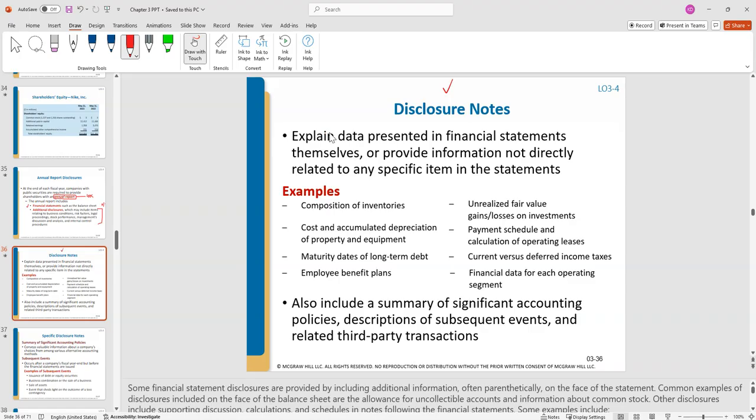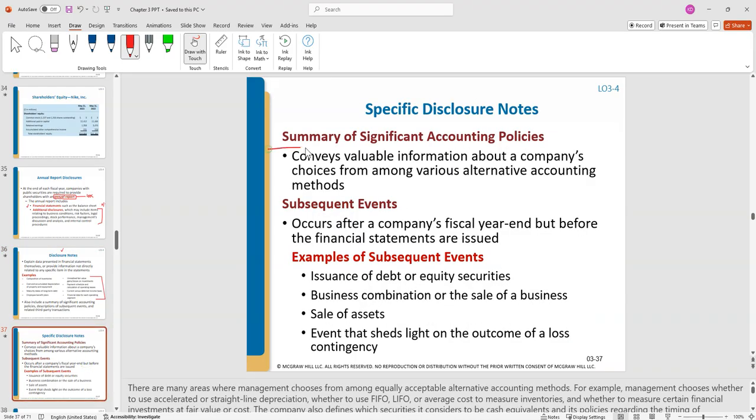It says explain data presented in financial statements themselves or provide information not directly related to any specific items in the statement. So here's some kind of examples of what you would see. So sometimes they're kind of like clarifying marks or they provide more detail, what you can't obviously pick up when looking at the financial statements, but somebody might want to know more about that. The one thing we will see, right, the kind of big footnote or area in there is this summary of significant accounting policies. This is typically the starting point, and it really gives a background for how we performed our accounting when preparing these financial statements.